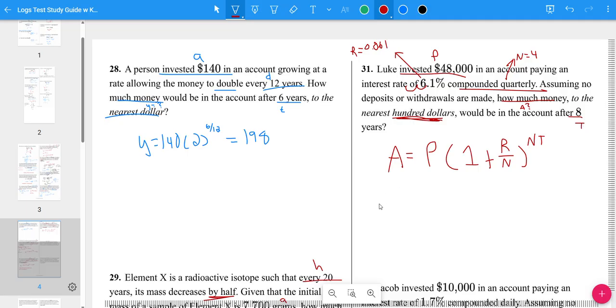Okay, so let's plug that in. So A equals, oh, forgot my 48,000, times 1 plus 0.061 over N, which is 4, to the 4 times T, which is 8. And we're rounding to the nearest $100, so let me type this in.